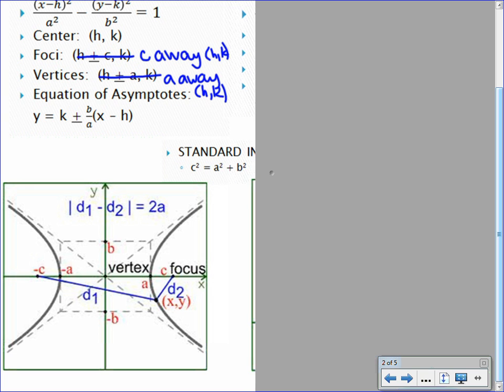So one thing I'll point out, you'll see that the difference between our distances is 2a, which means a squared plus b squared is c squared. For an ellipse, we have a squared minus b squared. For a hyperbola, we're going to have a squared plus b squared.